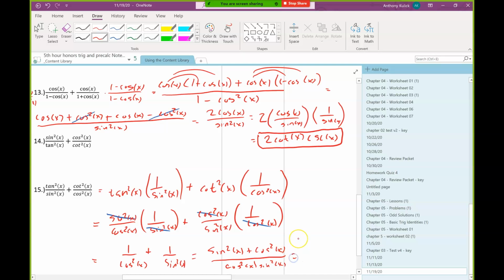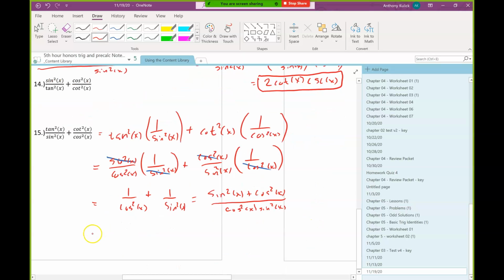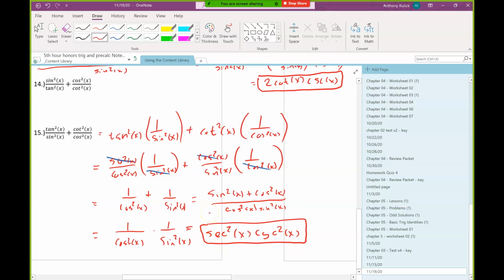So now I have one fraction, which is simpler than two fractions. In the numerator, staring at me in bright flashing lights, sine squared plus cosine squared is just 1. And then if I just write this as two separate fractions, I can use my reciprocal identities to rewrite 1 over cosine squared as secant squared, and 1 over sine squared as cosecant squared.